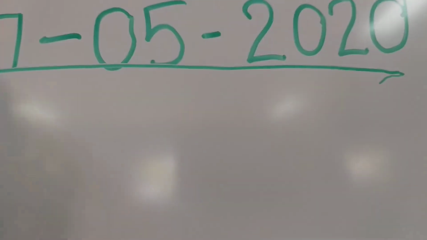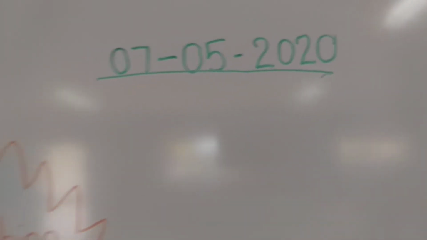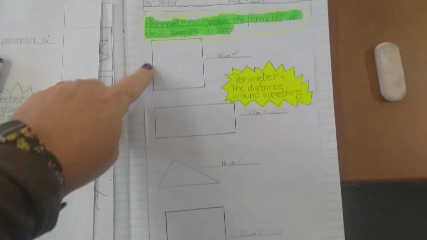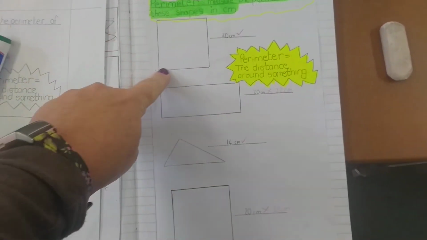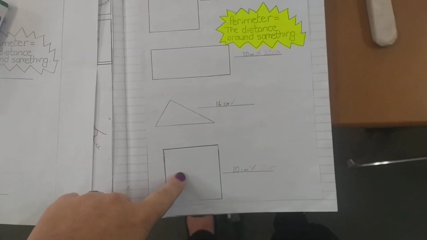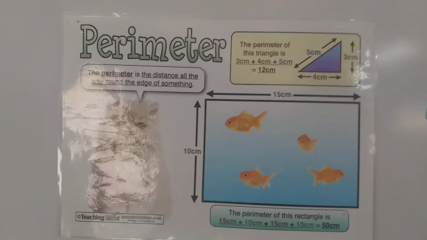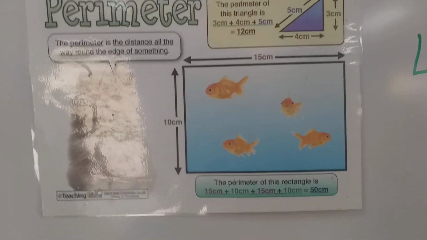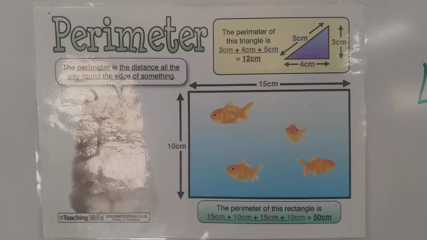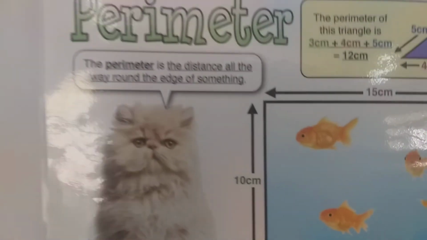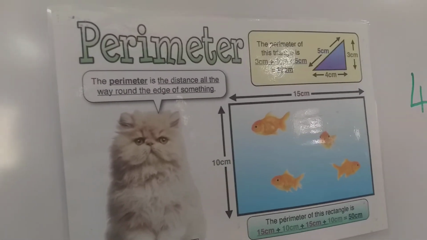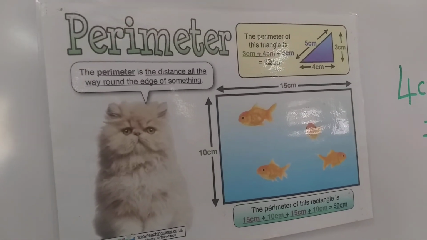You're going to do a nice date and heading in your books, and you're going to stick it in, and you're going to measure with your ruler the perimeter of these given shapes here. I think if I haven't given you this handout, I will give it to you to put into your magical mats. But this is just another reminder on what perimeter is all about.